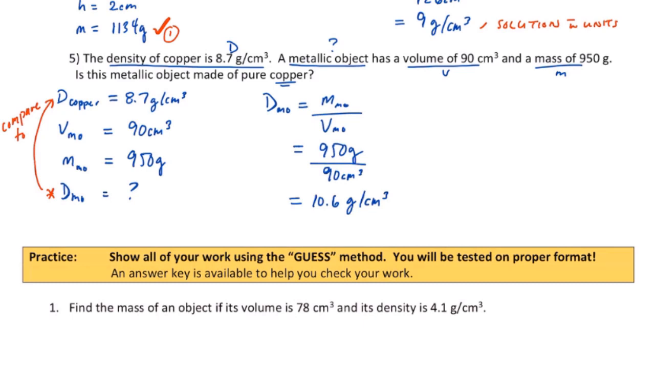Is the metallic object made of pure copper? With this type of a question, you're going to have a final statement as well. Notice we didn't bother to do final statements with the other questions, but this one requires it because the question is kind of designed a little bit differently.